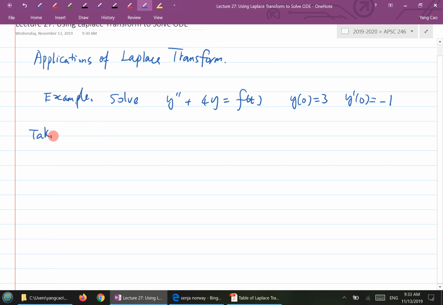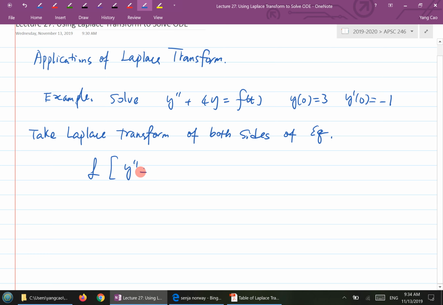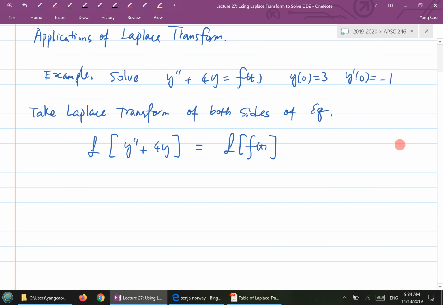We're going to take Laplace transform of both sides of the equation. For the left side, basically you're taking Laplace transform of y double prime plus 4y, and then on the right, Laplace transform of f of t. So that's what I mean by taking Laplace transform of both sides.